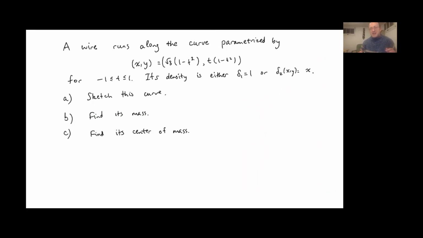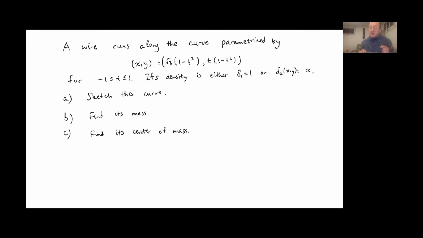Here's our last example for scalar line integrals for these videos. A wire runs along a curve parameterized by x equals square root 3 times 1 minus t squared, y equals t times 1 minus t squared. The square root 3 just makes the numbers work out nicer.